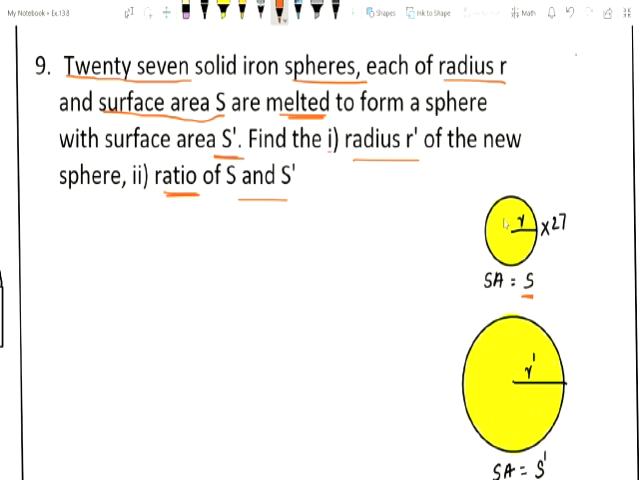So I am melting the 27 sphere. After that, I am getting the new sphere. The big size sphere I am getting. Okay. And this radius, the new sphere radius is R dash. And new sphere surface area is S dash. Okay. First, we are going to find the radius R dash of the new sphere. The R dash value we are going to find. Okay, children.